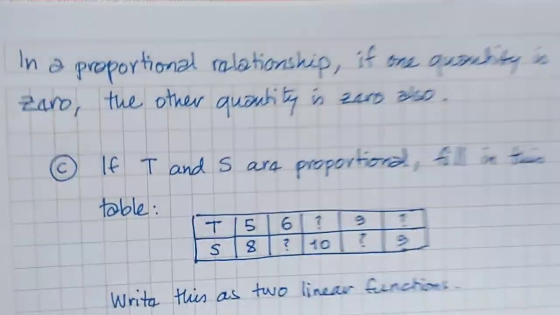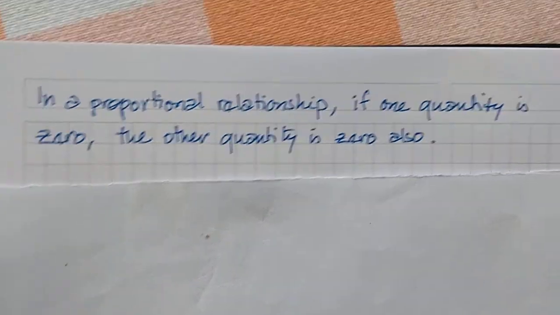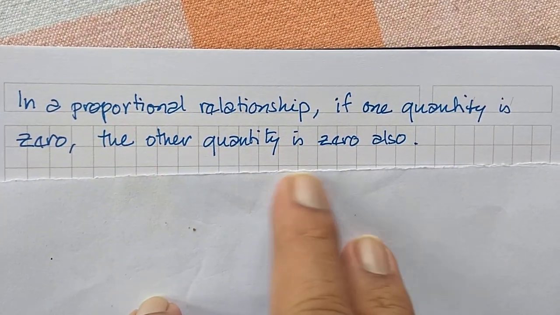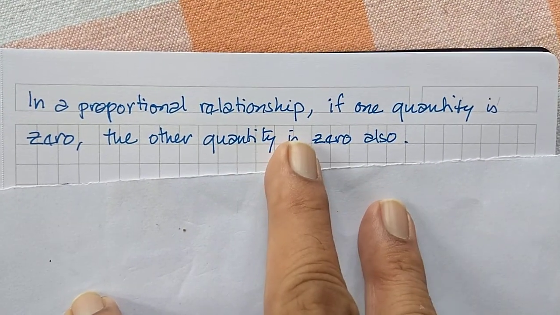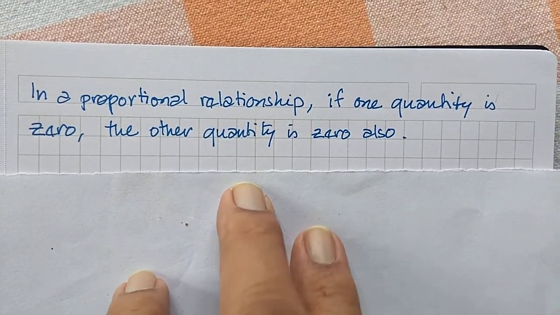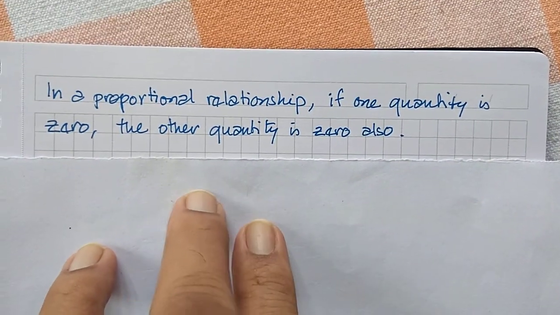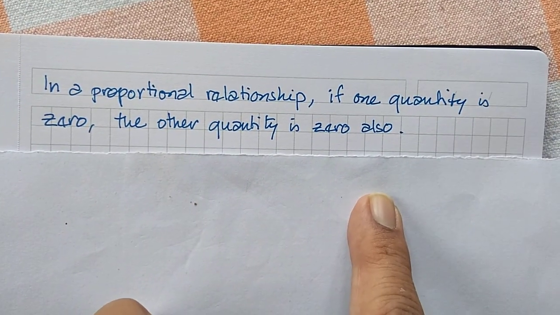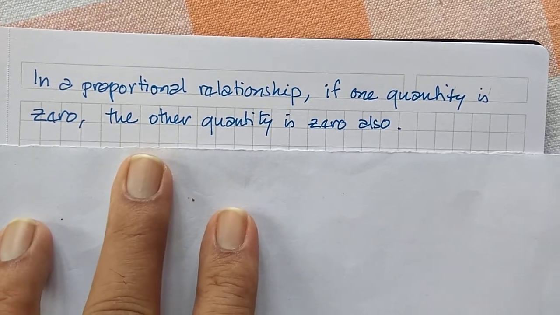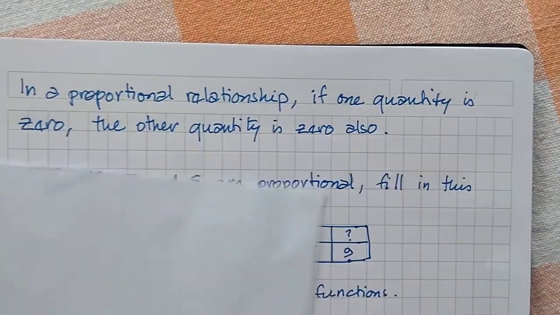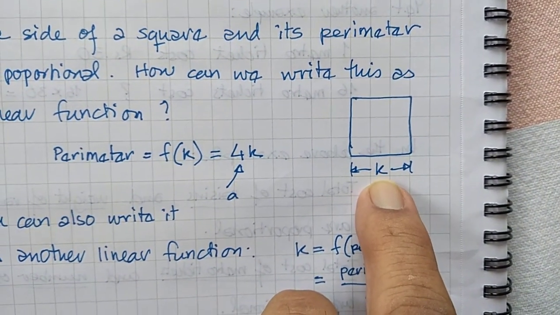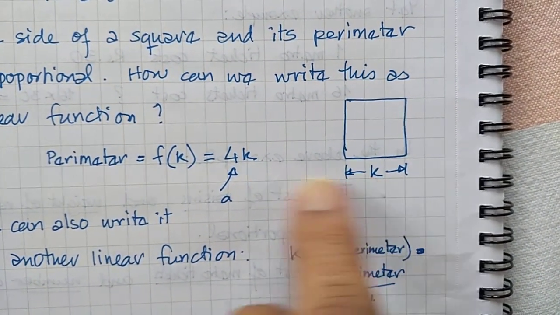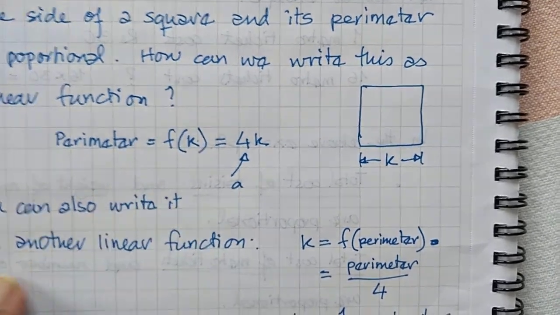Okay, one very important aspect is in a proportional relationship, if one quantity is 0, the other quantity is 0 also. Now why is this? Because if it's a proportional relationship, that means we can write it as a linear function, and in a linear function, if one quantity, that is the quantity on the right, is 0, then the quantity on the left is also 0. So if we go back and have a look at our examples here, if the side of a square is 0, then the perimeter is 0, correct?